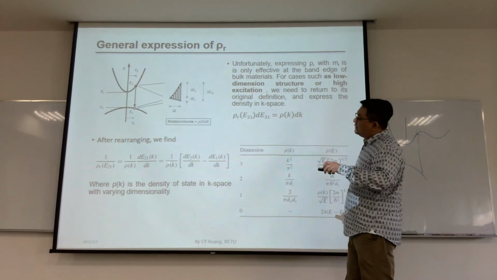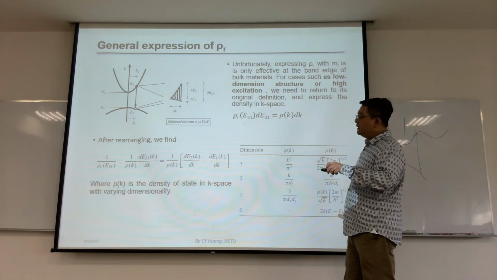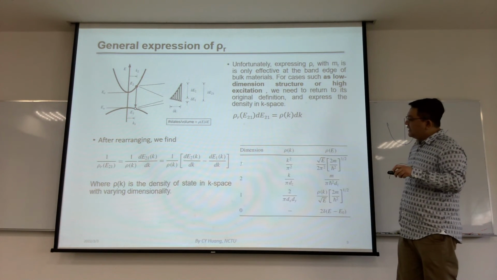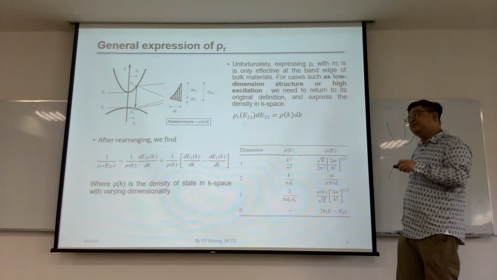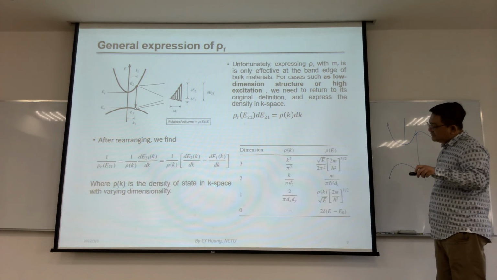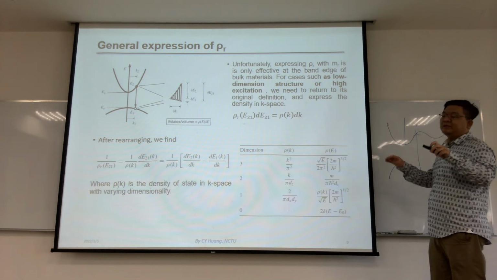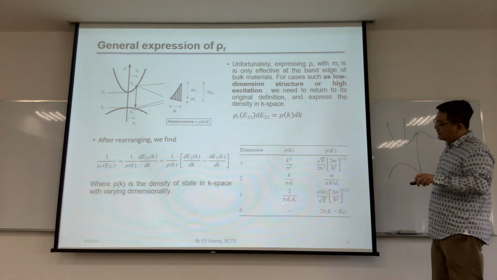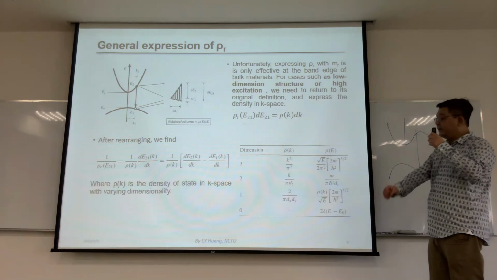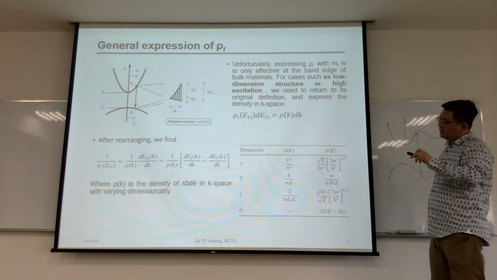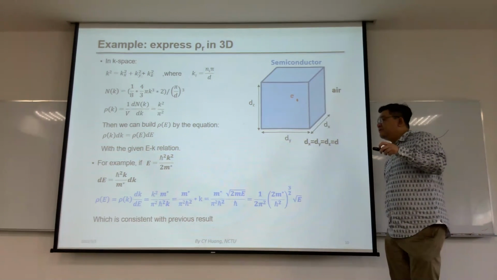Then the unknown value is rho of k, and rho of k is fixed. For a 3D case, rho of k, the density of states in k space, is k squared divided by pi squared. For a very thin 2D case, it is not constant; it's k divided by pi over d. And for 1D, it is 2 divided by pi d_x d_y. And for 0D, you don't have rho of k because it's a delta function. Okay, let's see how we derive rho of k.